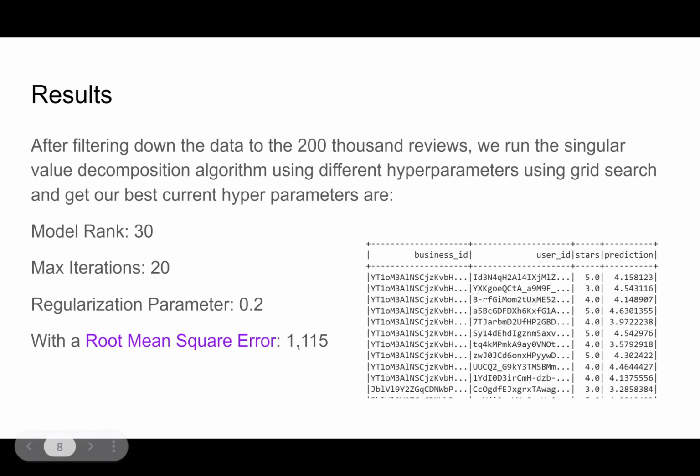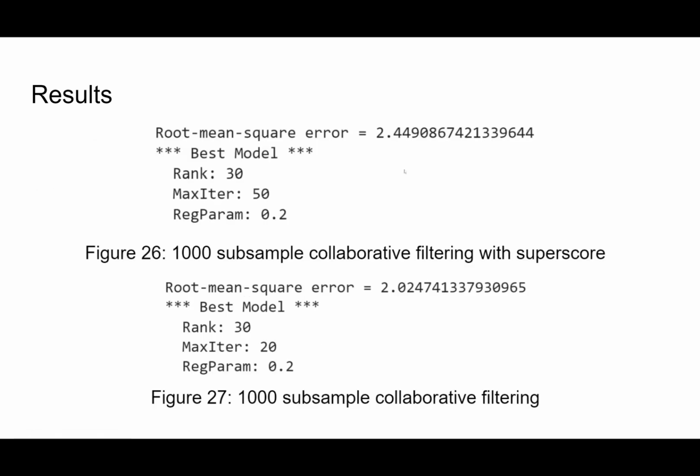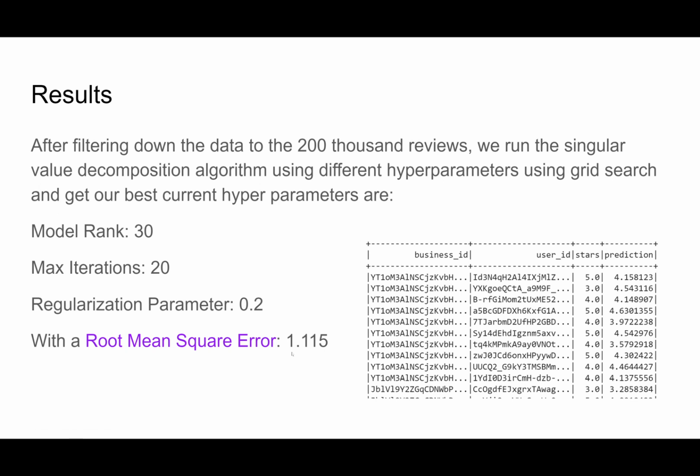So you can see this error is much better than this error, but that's just because it's running on more reviews, right? It has more data to train on. Rather than 1,000, here it has 200,000. That's kind of the power of big data in this case.